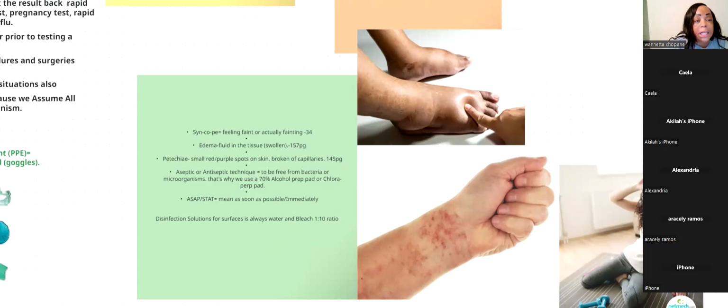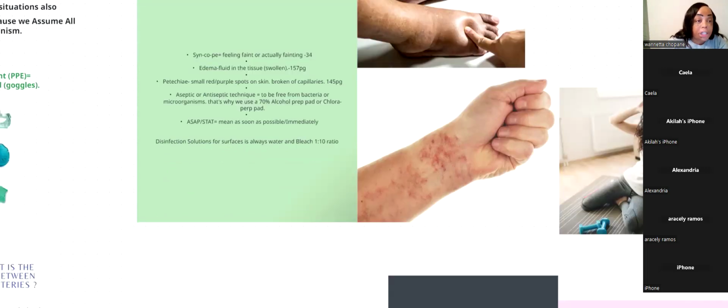The first word on the list is pronounced syncope. What that means is feeling faint or actually fainting. We heard Miss Tracy say all weekend that she's never fainted before, but her hands get sweaty like she feels like she's about to faint. The medical terminology word for fainting is syncope. My little picture over here with the lady to the side, she may feel like she's going to faint.